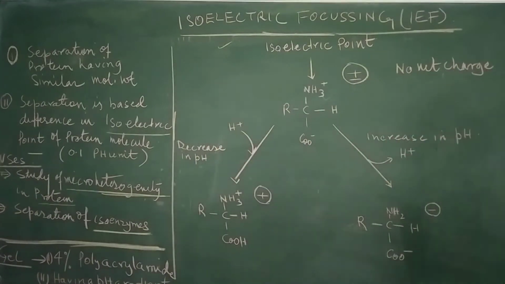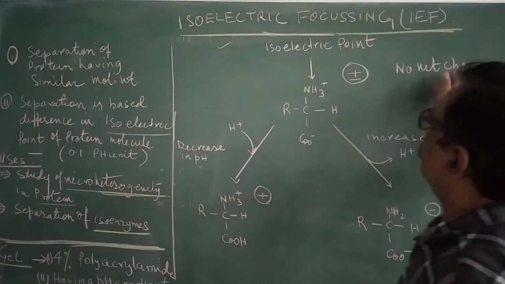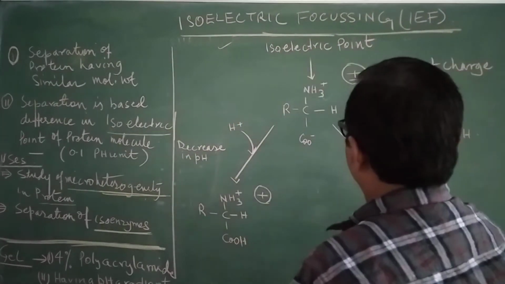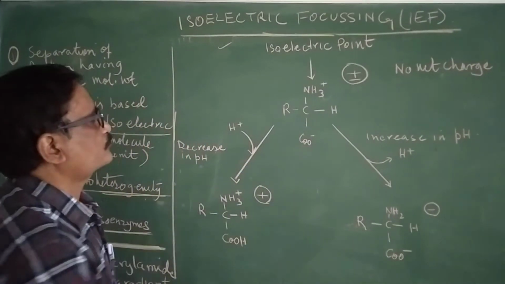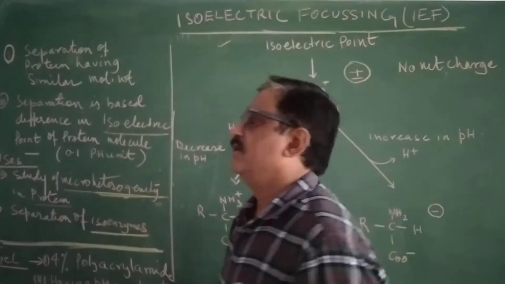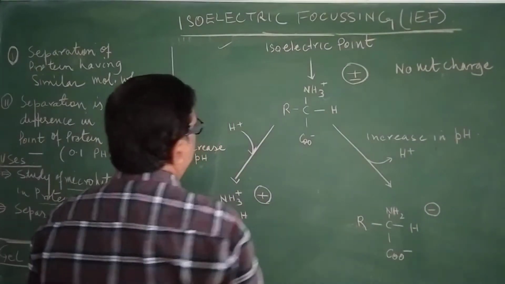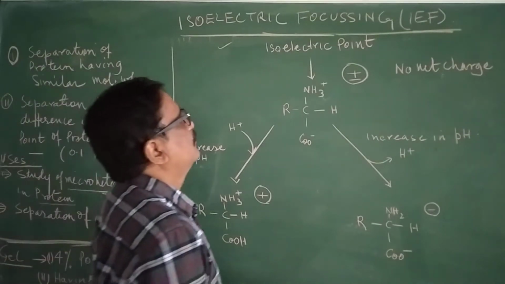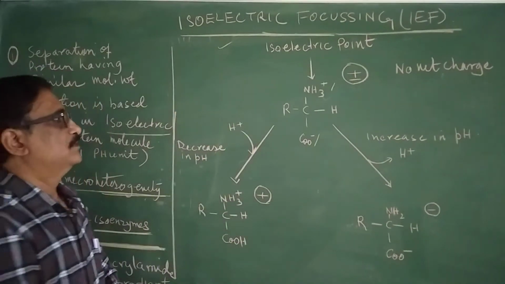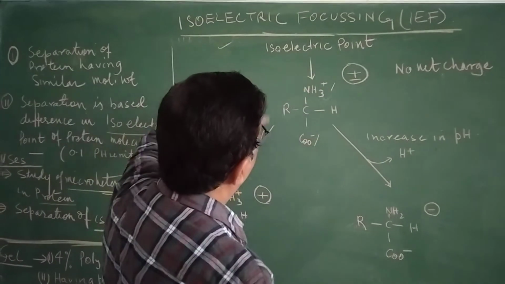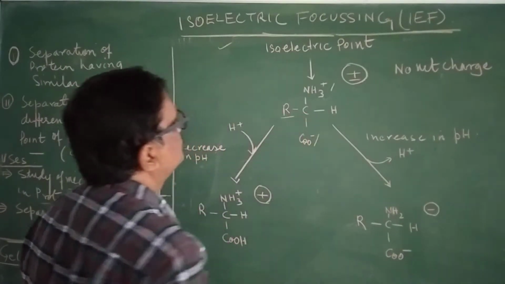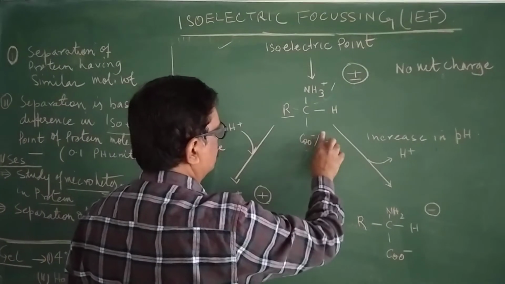What is isoelectric point? We can understand the isoelectric point by this diagram. We all know that protein molecules are made of amino acids. Amino acids generally contain both an amino group as well as a carboxyl group. So this is the diagram of an amino acid. This is the side chain. This is the amino group. This is the carboxyl group.